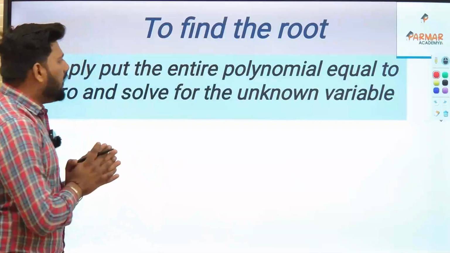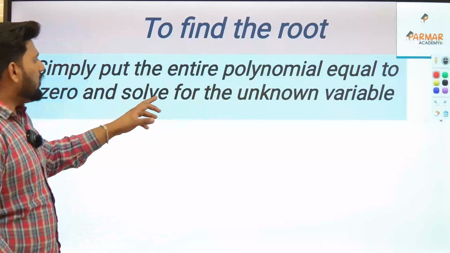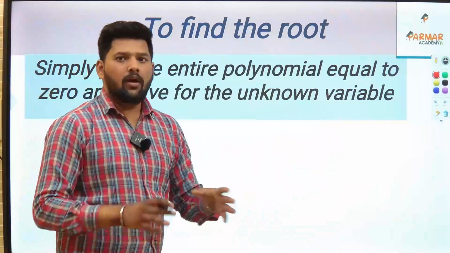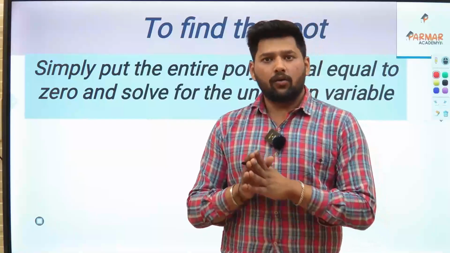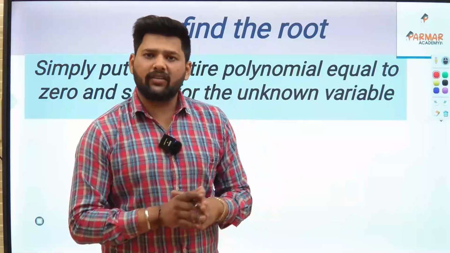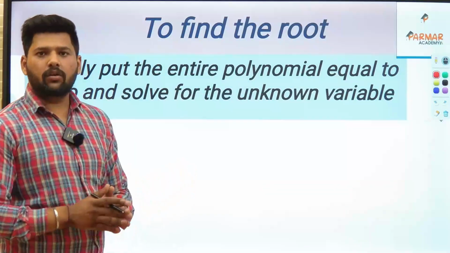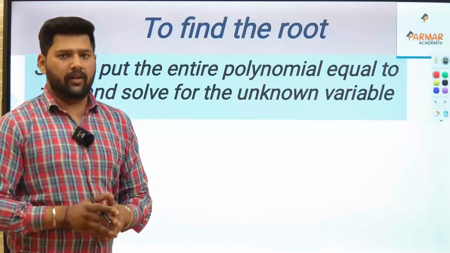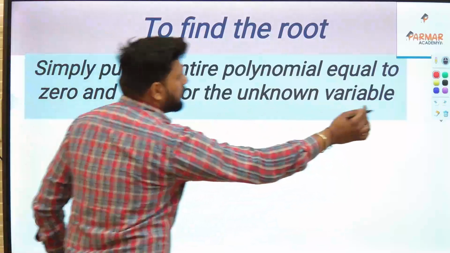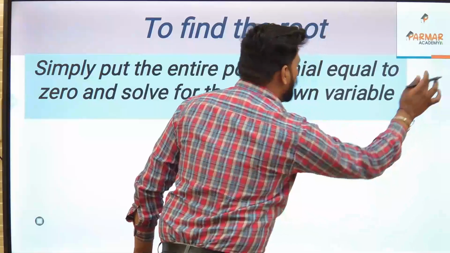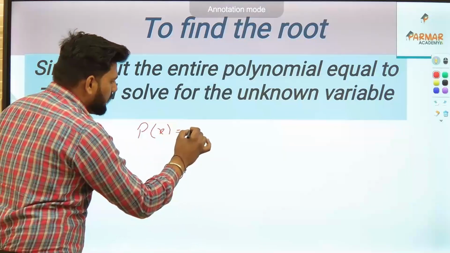So how to find the root? Simply put the entire polynomial equal to 0 and solve for the unknown variable. So what we have to do in this slide is find the roots of a polynomial. For that, there is a simple step. We will put the entire polynomial equal to 0 and solve for the unknown variable. So the example is x plus 2. The polynomial is x plus 2.